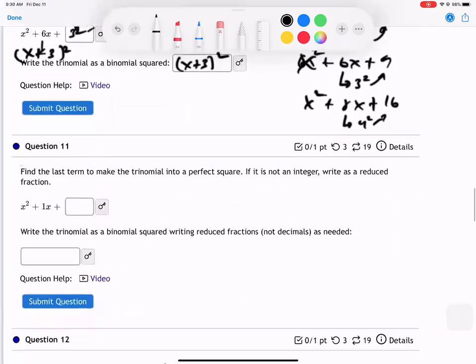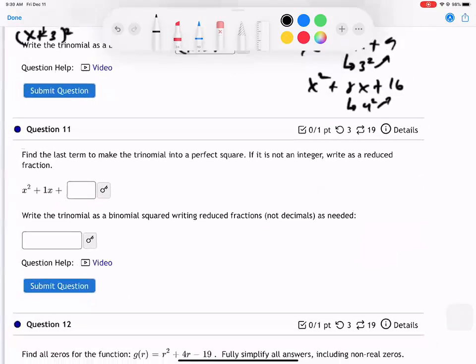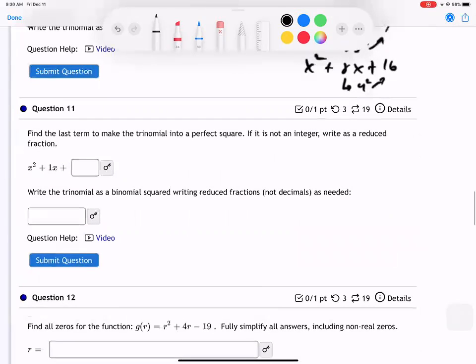Find the last term to make the trinomial into a perfect square. Same question as before, except this one is a fraction. If I divide by 2 and square it, what's 1/2 squared? It's going to be 1 over 4. 1/2 times 1/2 is 1 over 4. And write the trinomial as a binomial squared. Reduce the fractions, but they want decimals. So when I divide by 2, it's x plus 1 over 2, squared. If you remember, we halve it, and then we square it to get our c.